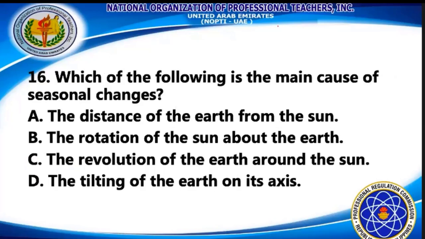16. Read and answer. Which of the following is the main cause of seasonal changes? Bakit nagkakaroon ng seasonal changes? When you say seasonal changes, spring, summer, winter, or fall, di ba? Winter, summer, autumn, and so on. Distance of the Earth from the Sun, rotation of the Sun about the Earth, the revolution of the Earth around the Sun, the tilting of the Earth on its axis. So, looking at the choices, syempre, yung rotation of the Sun, X na yun, kasi hindi naman umiikot si Sun.